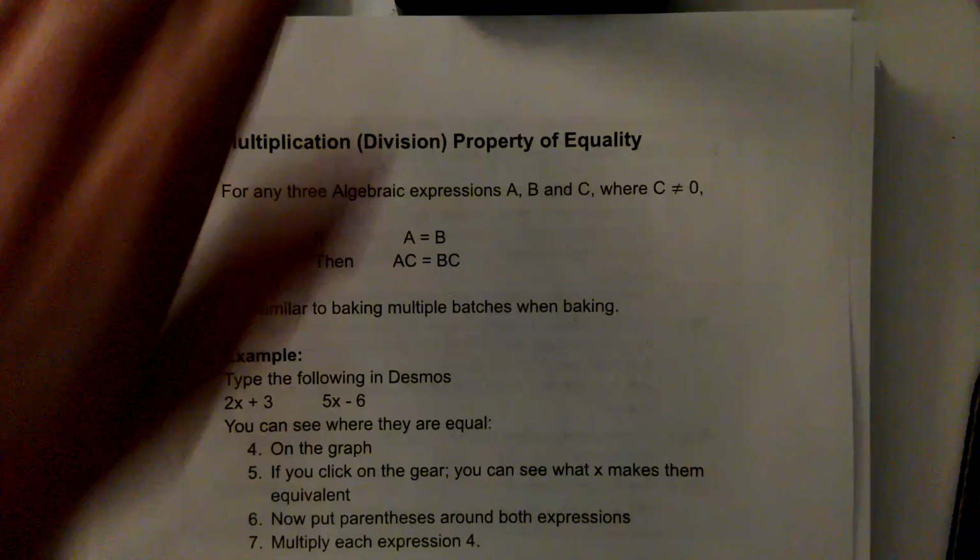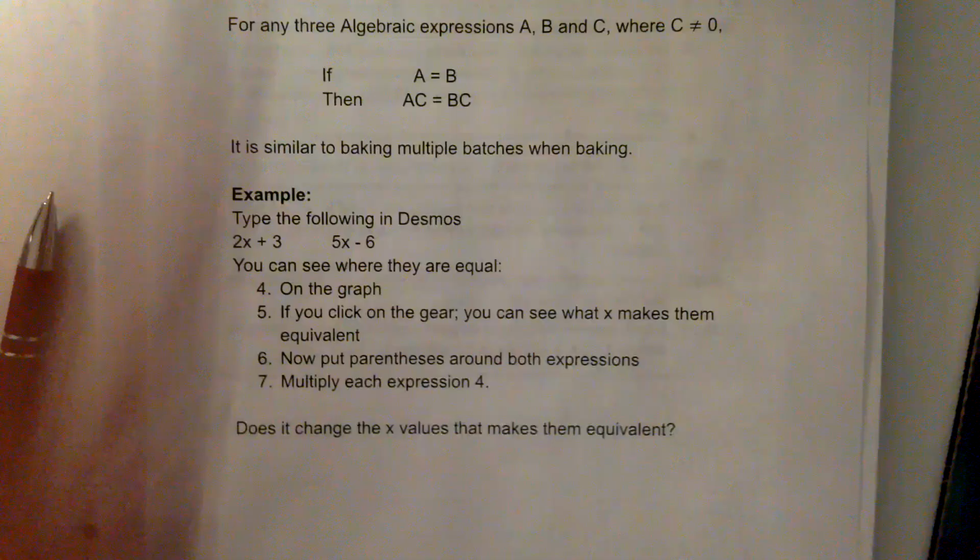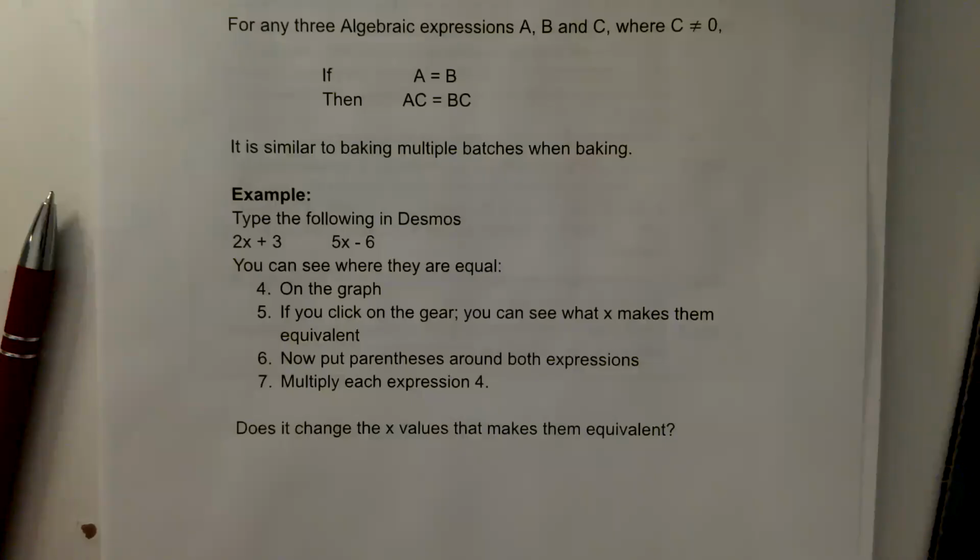So if we go back to our equation, 2x plus 3 and 5x minus 6 on a graph, now it says if you click on the gear, you can see what X makes them equivalent. So we're gonna go and look at that. And then it says, now put parentheses around both expressions and multiply each expression by 4. Does it change the X values that make them equivalent? Remember that X equal to 3 is what made them equivalent. So let's go ahead and multiply them by 4.